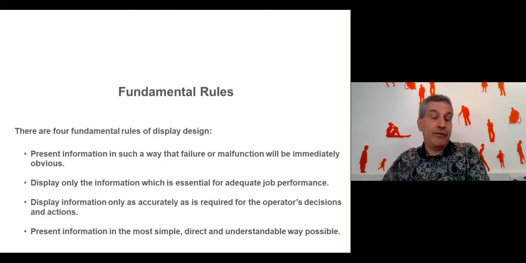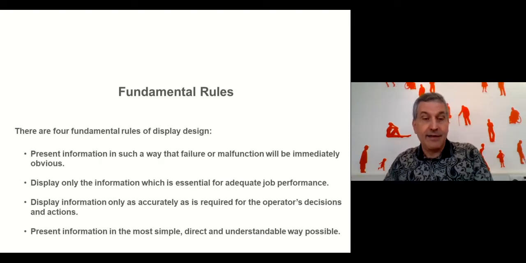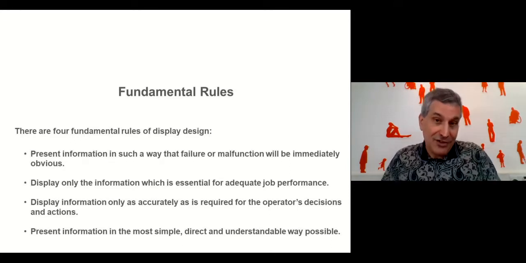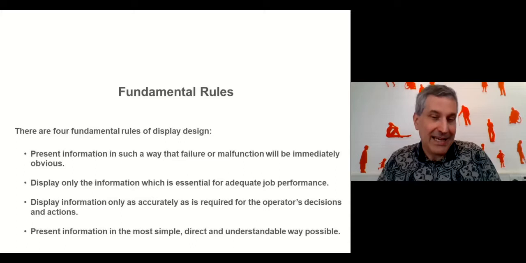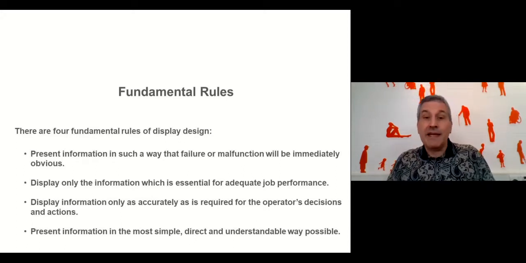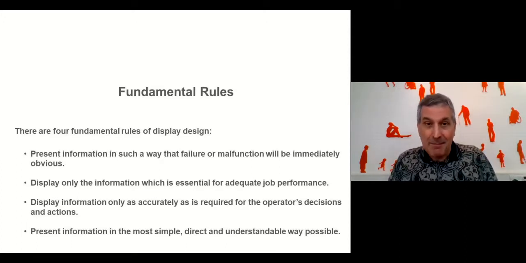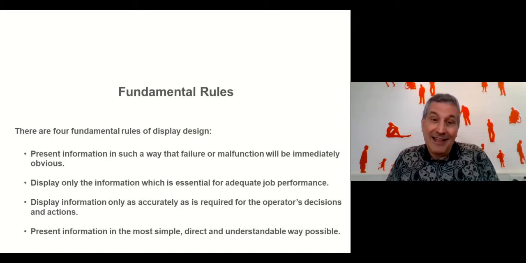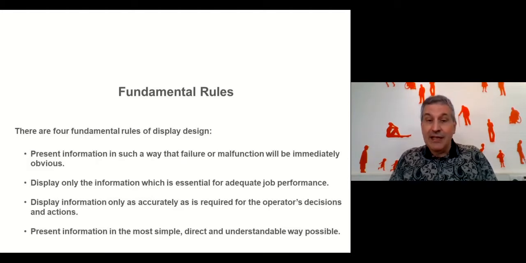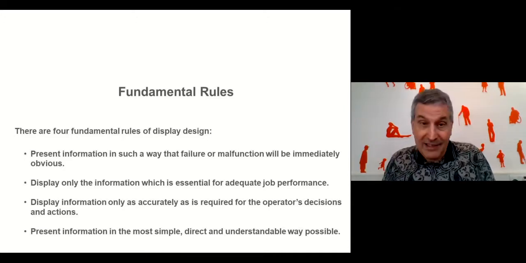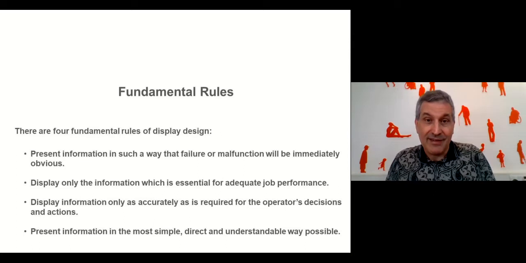You can find resources with other possibilities in further detail, but these four tend to be rather general and generic and need to be kept in mind by designers. So four fundamental rules of display design. Present the information in a manner that if something is wrong, you know it right away. Information displays are often part of safety critical systems. You really need to be able to spot with very little effort and without much cognitive processing when something goes awry. Display only the information which is adequate for the job.